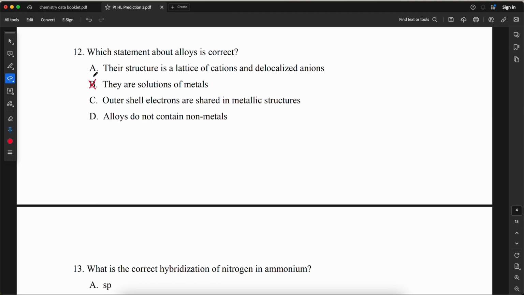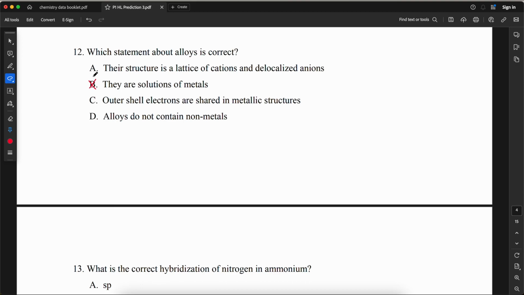Their structure is a lattice of cations and delocalized anions. It's not anions but electrons. For C, outer shell electrons are shared in metallic structure. It's actually not outer shell electrons, but free electrons, or delocalized electrons. And alloys do not contain nonmetals. It's actually not correct, because some alloys can have nonmetals, like steel contains iron and carbon.